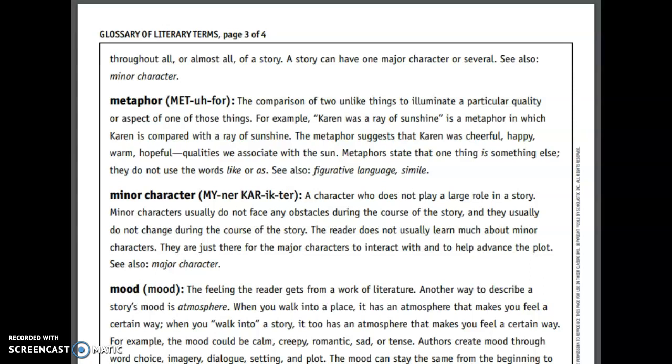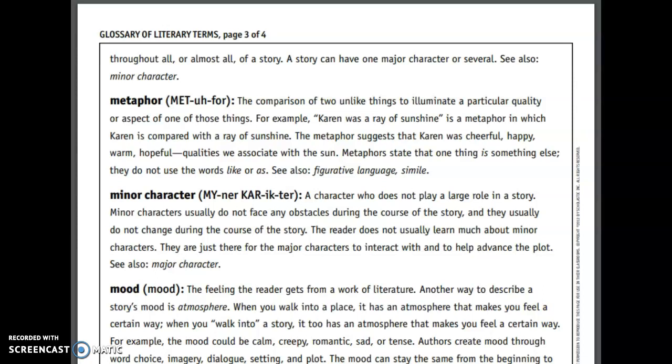The next term is also a type of figurative language. It's a metaphor. A metaphor is the comparison of two unlike things to illuminate a particular quality or aspect of one of those things. For example, Karen was a ray of sunshine is a metaphor in which Karen is compared with a ray of sunshine. The metaphor suggests that Karen was cheerful, happy, warm, hopeful, qualities we associate with the sun.